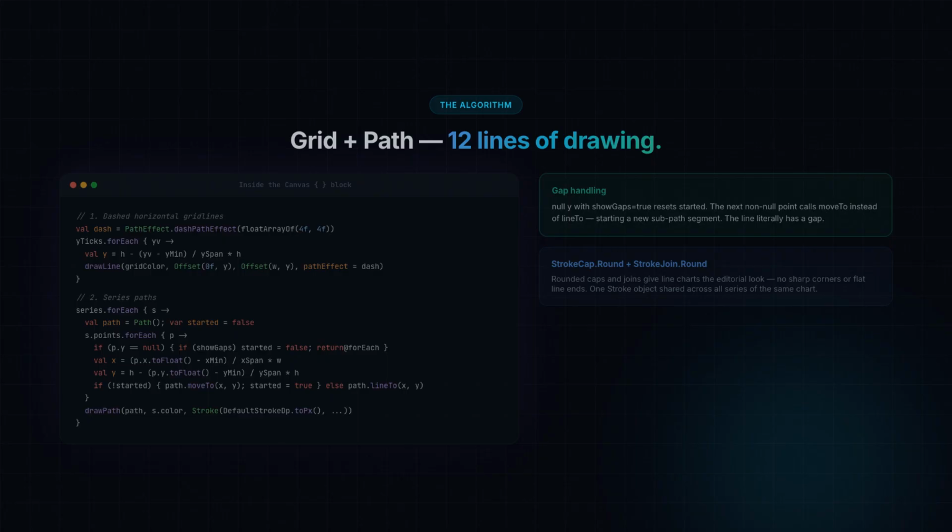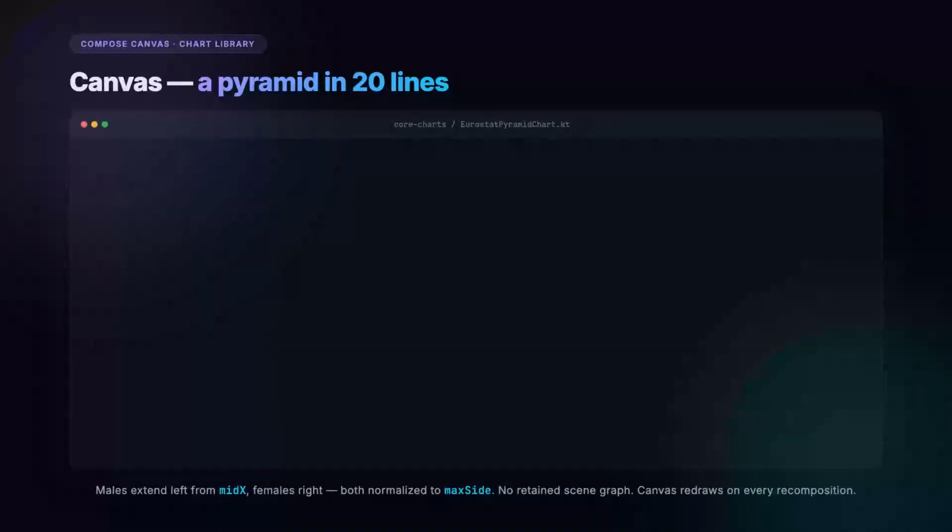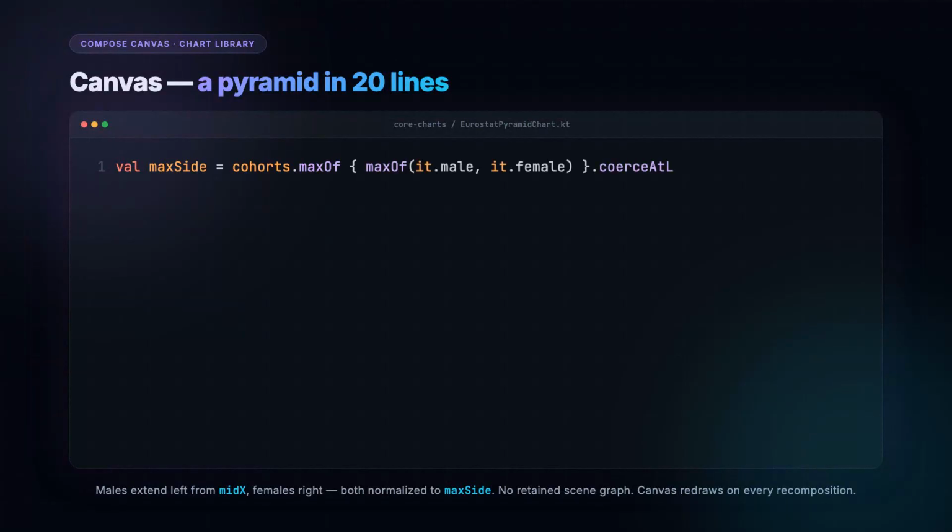Finally, draw the path. The entire rendering algorithm is 12 lines. It handles gaps, multiple series, and auto-scaled axes. The demographic pyramid is the hero chart in the population module. It is more complex than a line chart but follows the same canvas pattern.